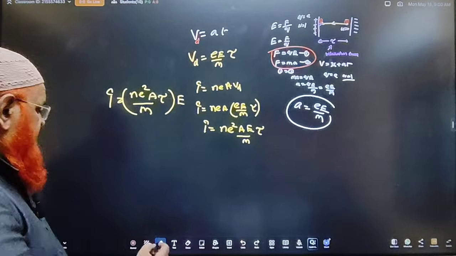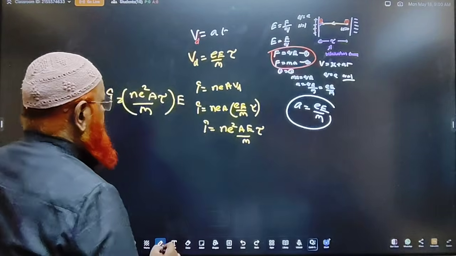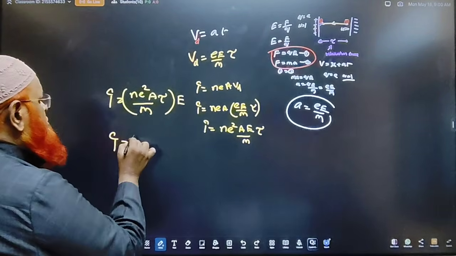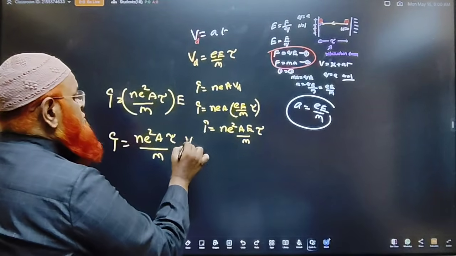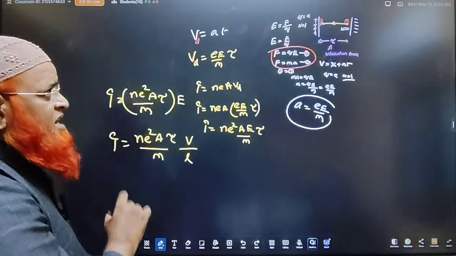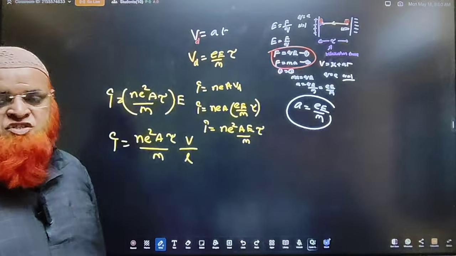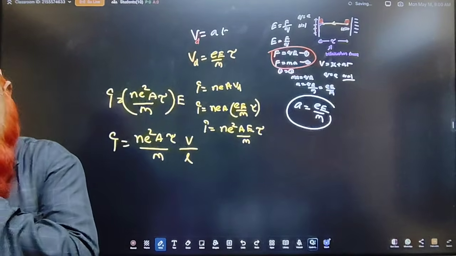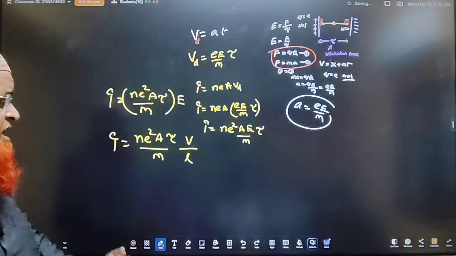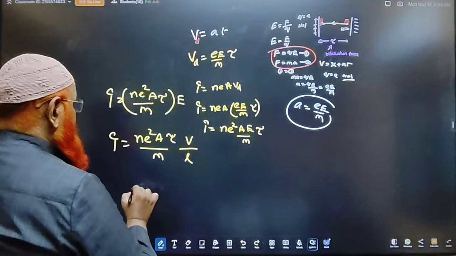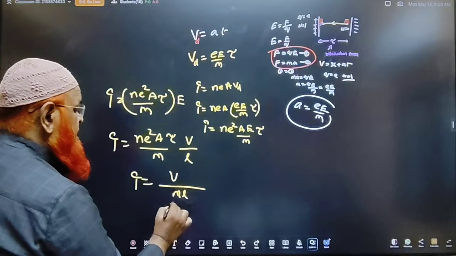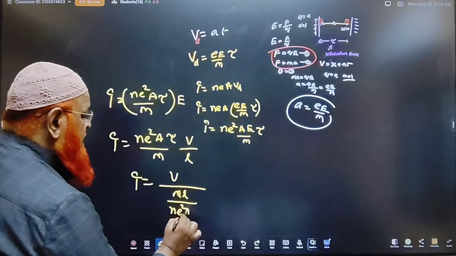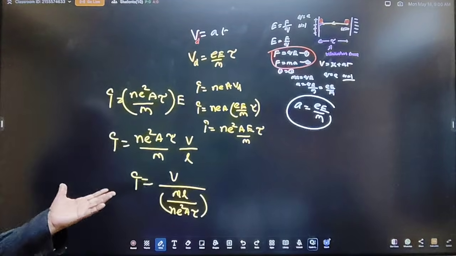So if you take the same concept here also, what do you understand from this? I is equal to n e square A tau E by m, where E is equal to V by l, because the conductor is having a length of small l. So V by l is there. So what are we going to get now from this? I is equal to V in the numerator, and the remaining things, m l divided by n e square A into tau. You got this formula or not?